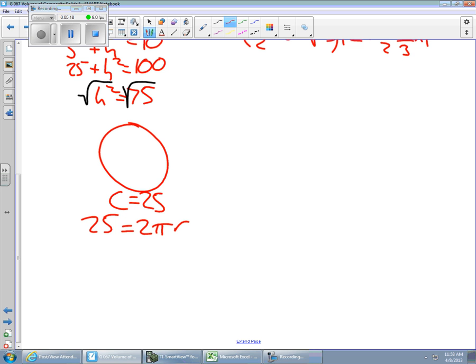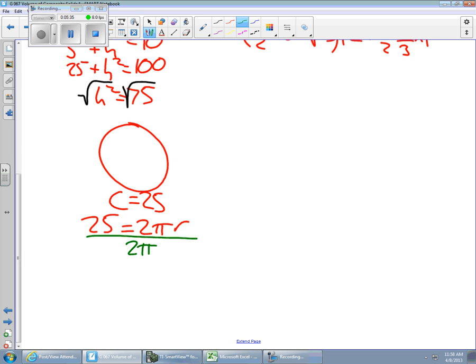Now, just like from the work that we did on spheres the other day, all we have to do is solve for the radius, and then you can use that information about the radius to plug in for any other formula that needs radius. So from here, we said, all right, I want to get the 2 and the pi away from the radius, so I'm going to divide both sides by 2.